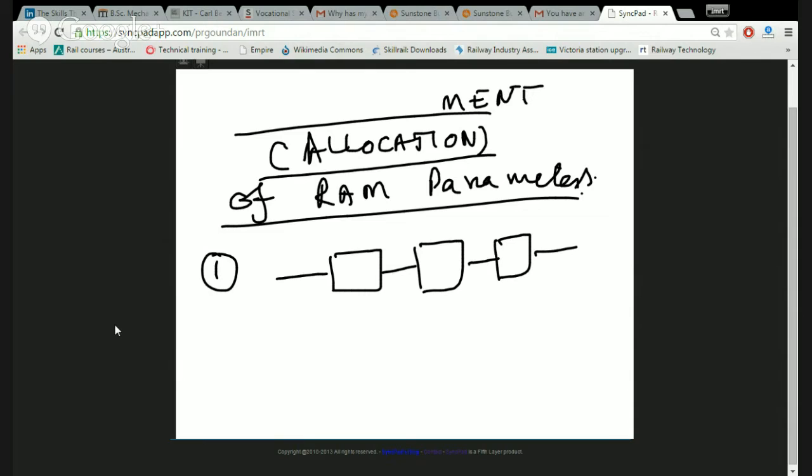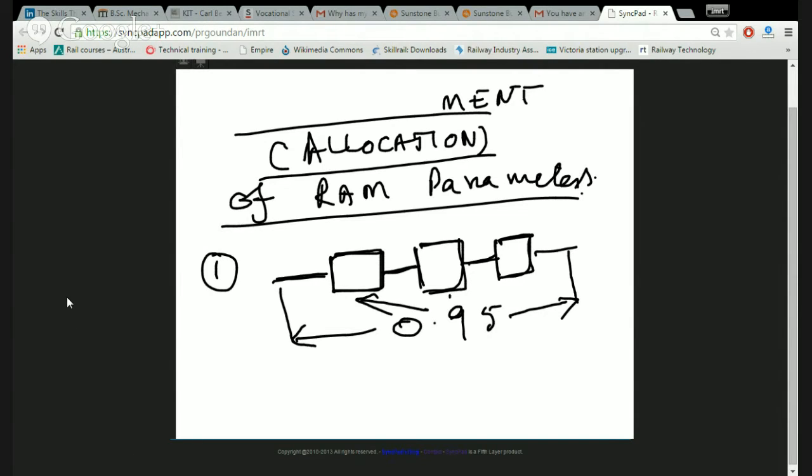Apportionment, or allocation, of RAM parameters. What we are trying to do in this is, we have a big system consisting of various subsystems. We have been given a reliability of 0.95 or whatever number for the whole thing. The apportionment really talks about how to allocate this 0.95 to these 3 components or 4 components or n components.